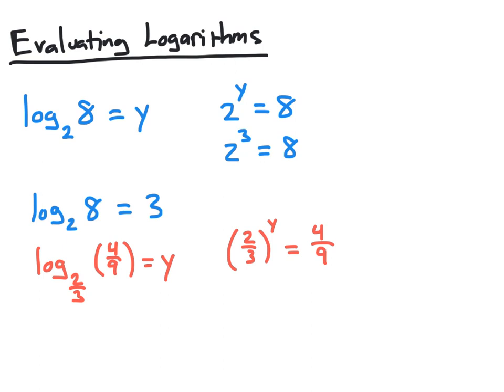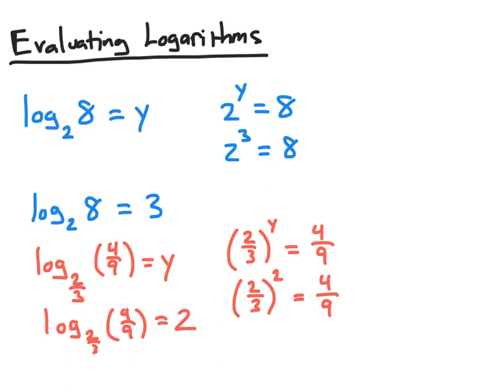Although it might be a little bit more thinking than the first one, it can be seen pretty quickly that 2/3 squared would be equal to 4/9. 2/3 times 2/3 would be 2 times 2, which is 4, over 3 times 3, which is 9. And so here we get that y is equal to 2, and in particular, that means the log base 2/3 of 4/9, which is equal to y, is also equal to 2. And so in both of these cases, we easily evaluated these logarithms by converting to exponential form and using knowledge of exponents to find the value.